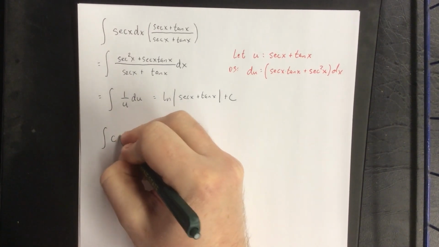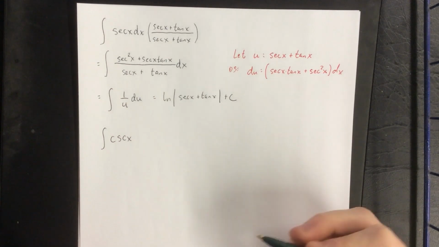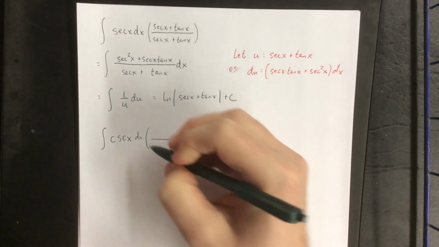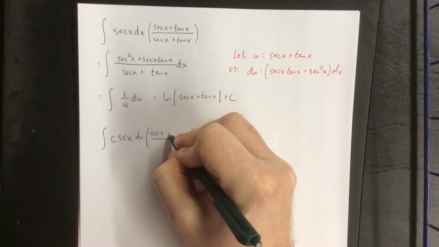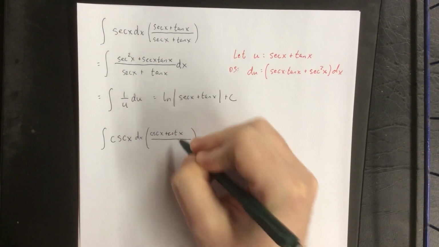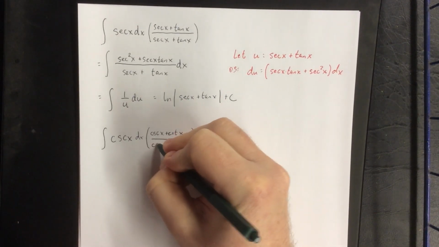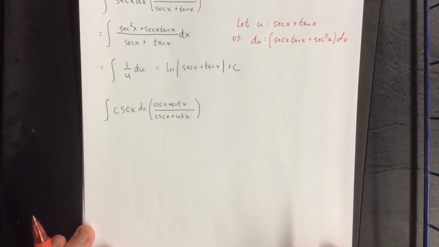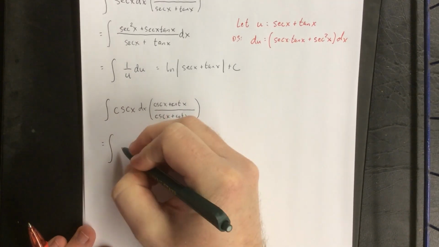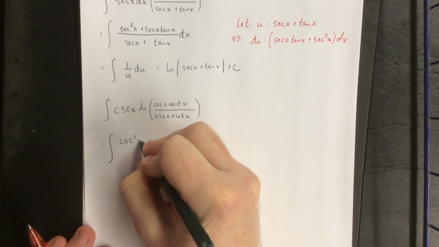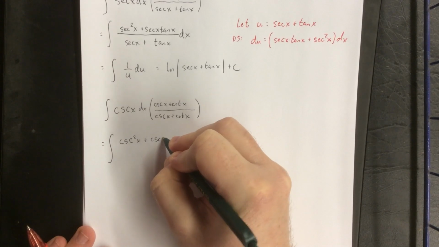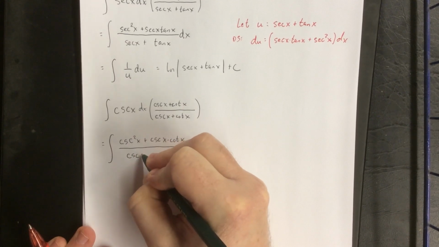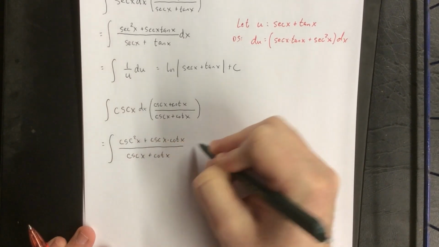Now if we wanted to do something similar for the cosecant of x, it essentially works exactly the same way. Except instead of secant and tangent, I'll be using cosecant and cotangent. So cosecant of x plus cotangent of x over cosecant of x plus cotangent of x. Now distributing through the numerator is going to give me the cosecant squared of x plus cosecant of x times cotangent of x, all over cosecant of x plus cotangent of x dx.